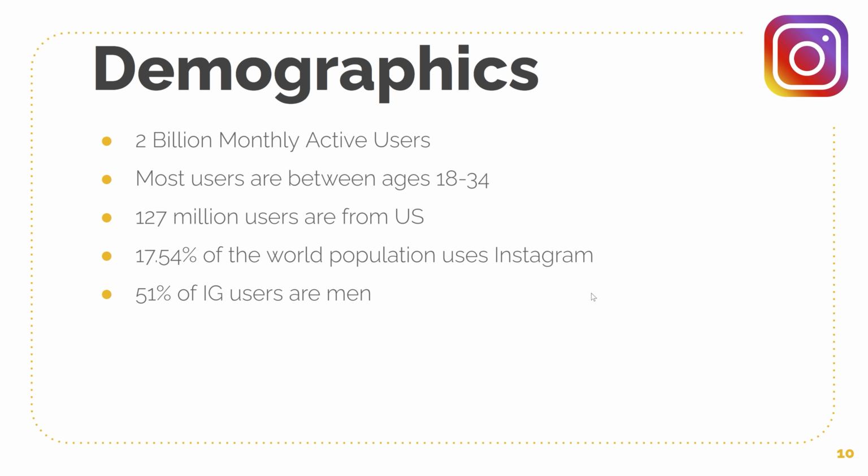70.54% of the world population uses Instagram. It means it's a very popular platform. 51% of Instagram users are men, so it's almost 50-50. Instagram is a very popular platform. A lot of people use it because it's so easy to use.